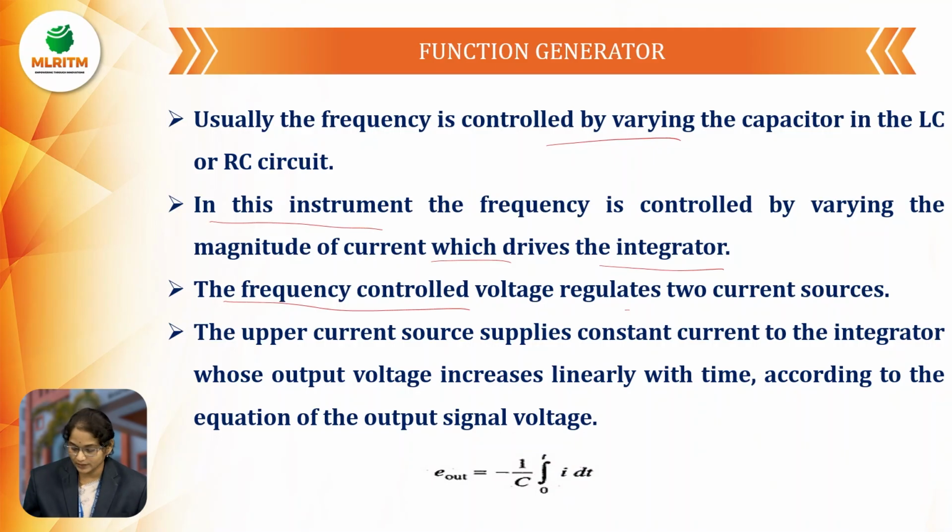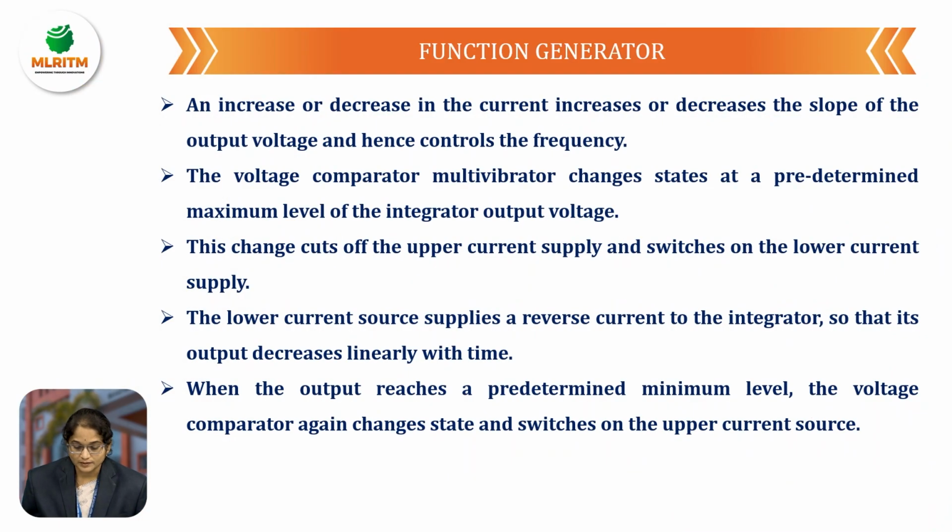So the output is one by C times the integral from 0 to T of the current, which changes with the capacitance values. Increasing or decreasing the current changes the slope of the output voltage and controls the frequency. The voltage comparator multivibrator changes state at the predefined maximum level of the integrator output voltage. This change cuts off the upper constant supply and switches on the lower constant supply.